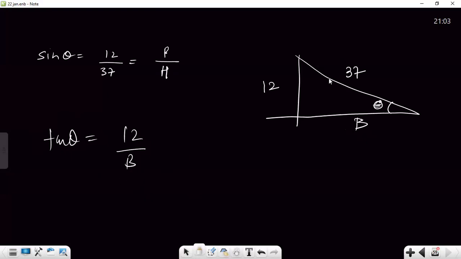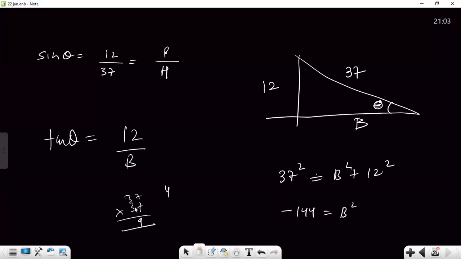So we'll use the Pythagoras theorem here. 37 square is equal to base square plus 12 square. 37 square minus 12 square, which is 144, is base square. 37 square is 37 into 37. 7 7s are 49, 4 carries. 7 3s are 21, 21 and 4 is 25... 7 3s are 21, 21 plus 21 is 42, 42 plus 4 is 46, 4 carries. 3 3s are 9, 9 plus 4 is 13. So 1369.